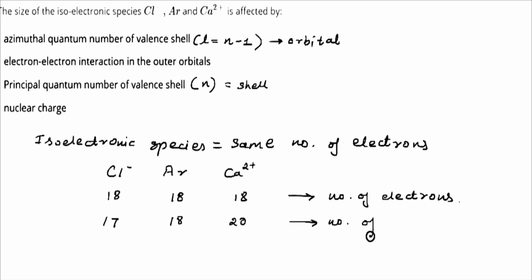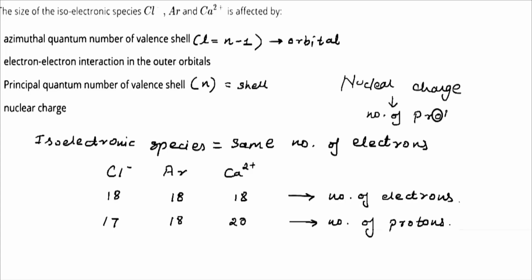So what did I say? These are the number of protons. Yes. Now, the concept says that the size of these isoelectronic species depends upon the nuclear charge. What is it? The nuclear charge. And the nuclear charge is going to depend upon what? The nuclear charge will always depend upon the number of protons, of course. So greater the number of protons, greater would be the nuclear charge. And greater the nuclear charge, smaller will be the size of a particular species, because the outermost shell, the valence shell, will be pulled more and more inwards.